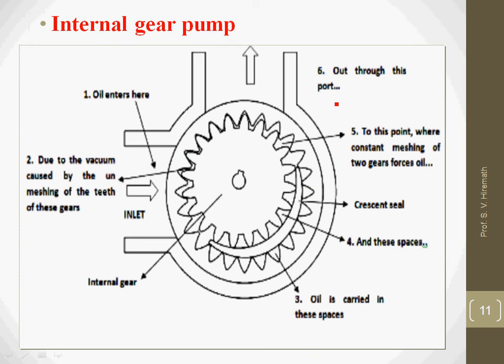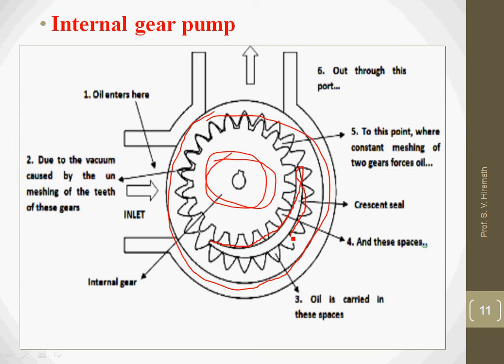So the next type of pump we are having is the internal gear pump. This internal gear pump consists of the internal gear, which has a number of teeth, and the gear which also consists of inner teeth. This is the casing.